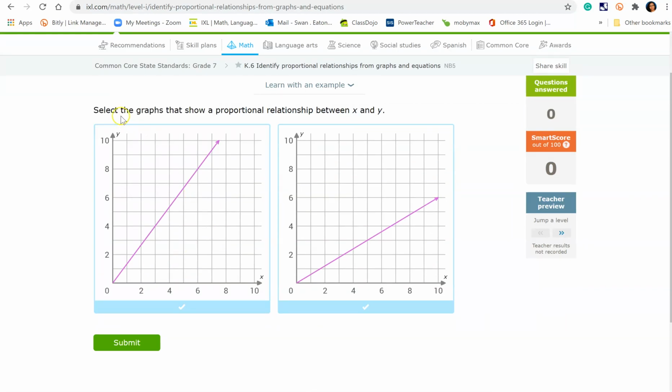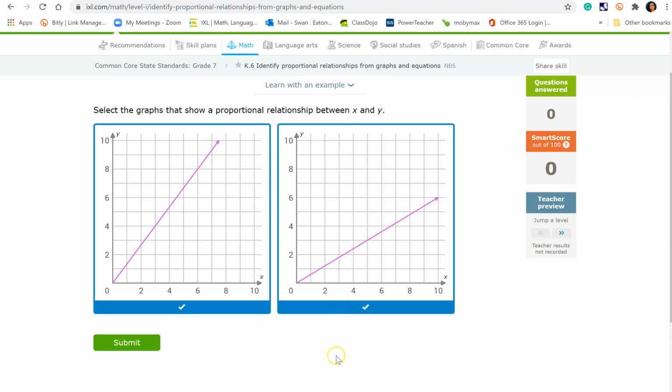So let's see what it says. Select the graph that shows a proportional relationship between X and Y. Well, looking at your notes, what are the 2 things you need to make sure you know on a graph? Number 1, has to go through the origin. Number 2, has to include all the dots. So check it out. Goes through the origin, goes through the origin. This one doesn't have dots, but it is a straight line, and this is a straight line. So we're going to check both of them.